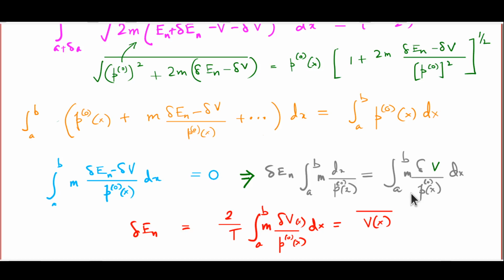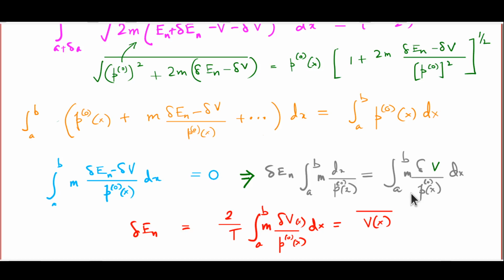So you can easily rewrite this to give you delta En as 2 by T times the integral from A to B of m delta Vx by P0x dx. Notice that dx by P0x into m, this quantity is nothing but dx by V. So that essentially tells you how much of its time the particle spends between x and x plus dx. So what you have really done is multiplied delta Vx by the time the particle spends close to x, summed it all up, and then divided by the overall time, which is T by 2. This, of course, is exactly what a time average is.